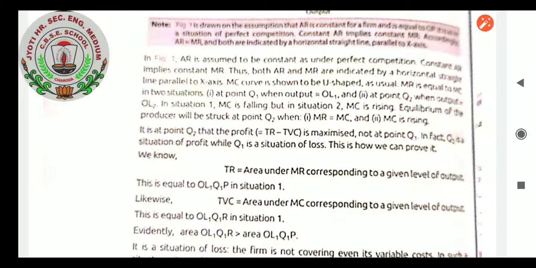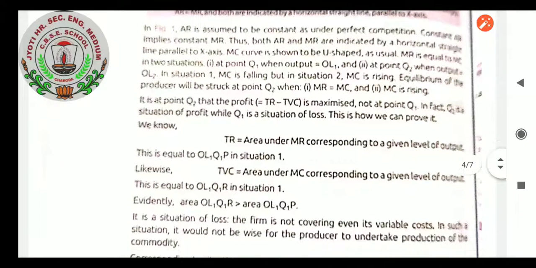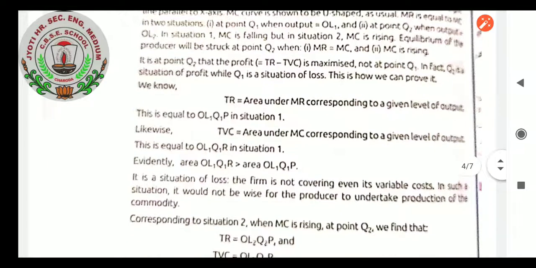From there to L2, which I have shown in the figure. In situation 1, MC is falling, but in situation 2, MC is rising. Equilibrium of the producer will be struck at point Q2, when MR equals marginal cost and MC is rising. It is at Q2 that profit, equal to total revenue minus total variable cost, is maximized, not at Q1. In fact, Q2 is a situation of profit while Q1 is a situation of loss.